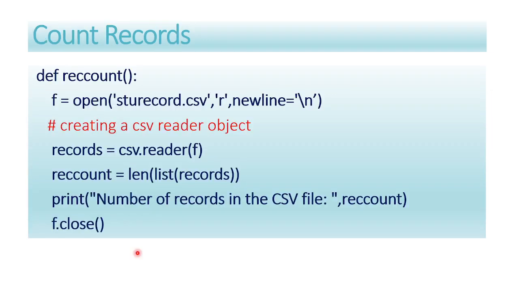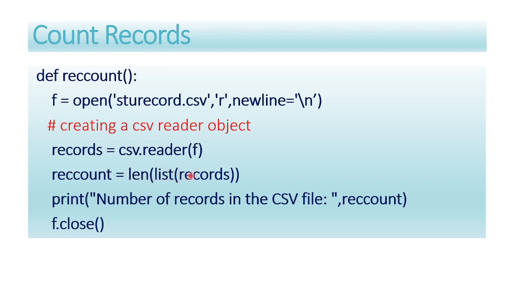Then count the records. First open the file in r mode, then create a CSV reader object using csv.reader for the file f. This will read all the records from the CSV file and assign them to the variable records. Then you convert these records to a list using the list method. When it is a list, then you can count the number of elements in the list using the len function.